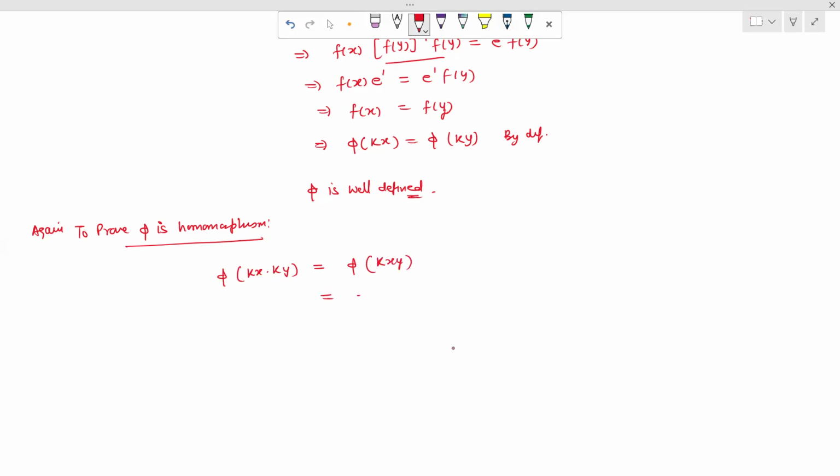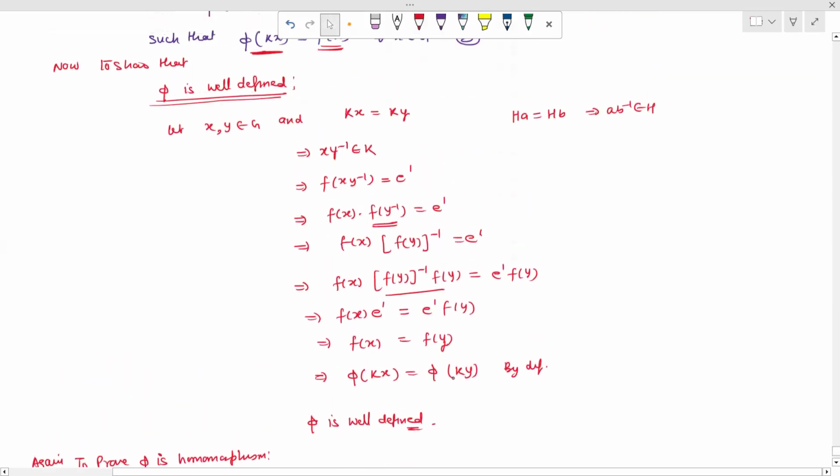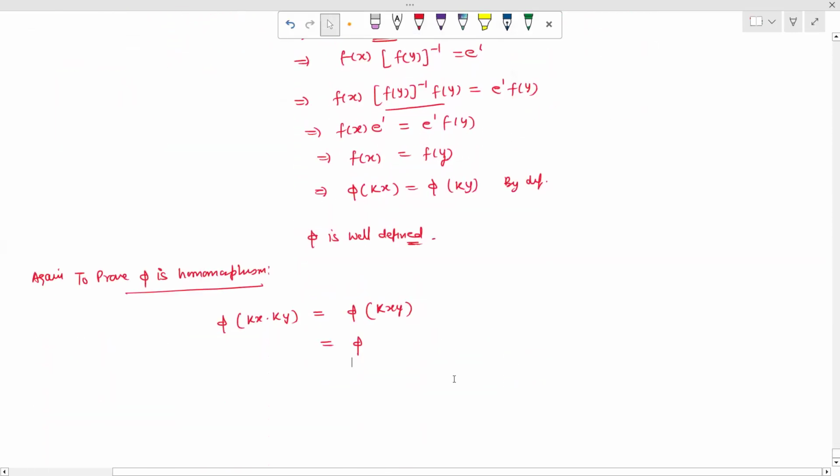So this is equal to phi of k of xy, which by the definition of the function can be written as f of xy. So here we can write f of xy, and by the definition of homomorphism, we can write it as f of x into f of y, because f is a homomorphism.